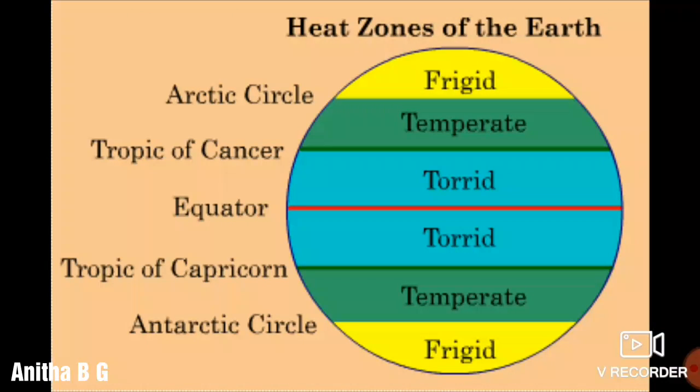The torrid zone receives great heat and light from the sun. It's a very hot place. It is located from Tropic of Cancer to Tropic of Capricorn, and it gets heavy heat and light. From the Arctic Circle to Tropic of Cancer and Tropic of Capricorn to Antarctic Circle, we can say it is the temperate zone. It receives medium heat from the sun. The frigid zone is from Arctic Circle to North Pole and Antarctic Circle to South Pole. It's a very cold area.